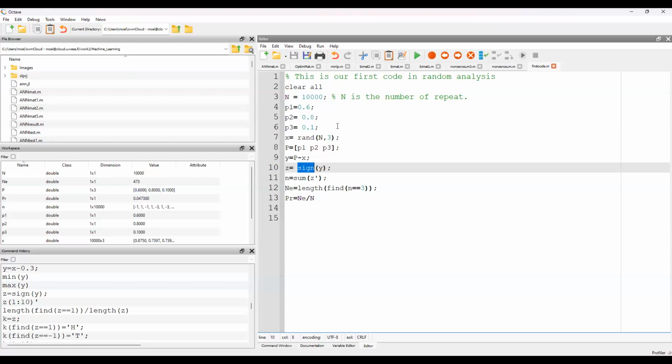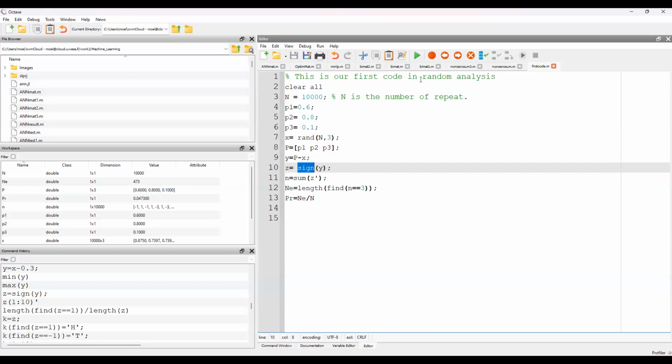But here B1, B2, B3 mean that for the first event, the probability that it will be +1 is 60% and to be -1 is 40%. B2 is the probability to be +1 is 0.8, 80%, and to be -1 is 20%. Here, the probability to be 1 is 10% and to be -1 is 90%.